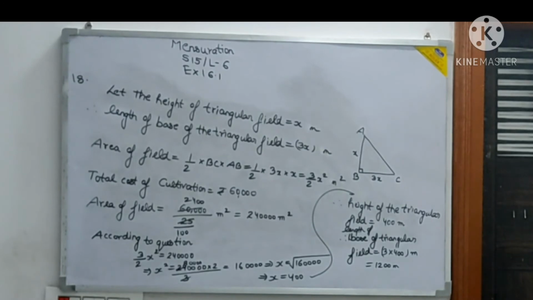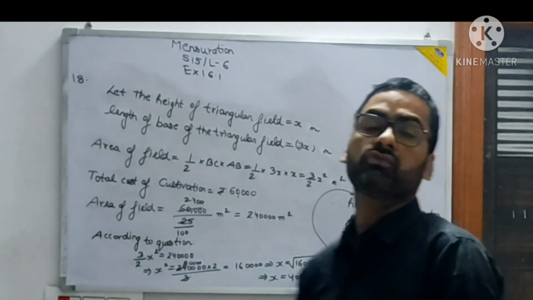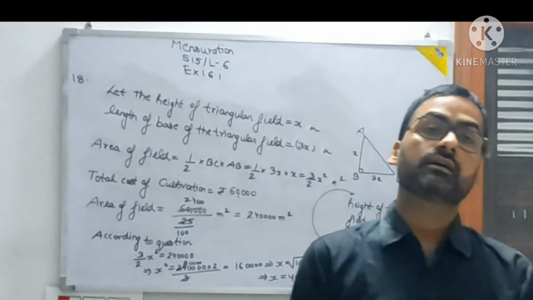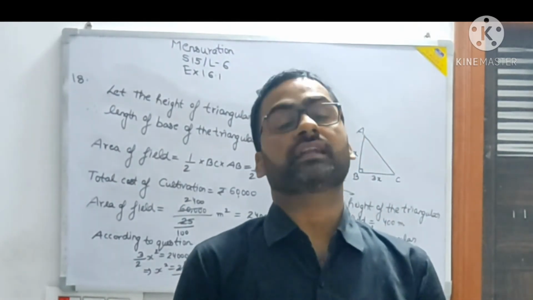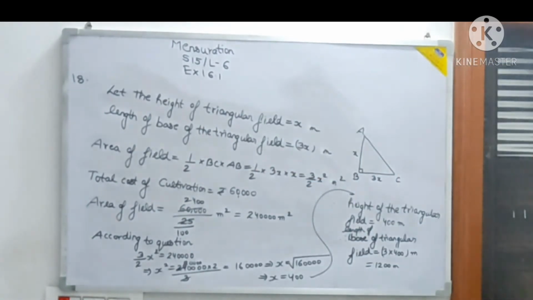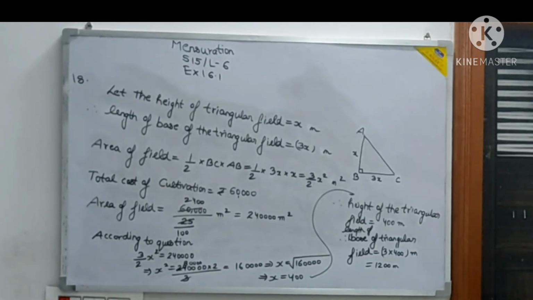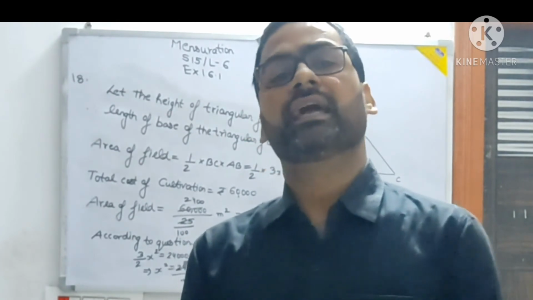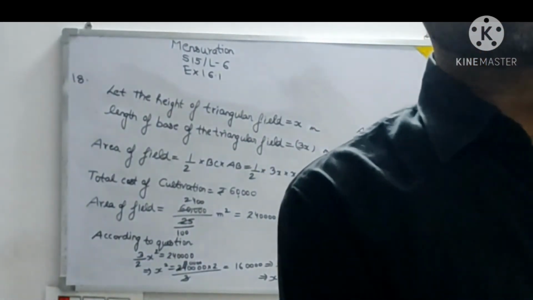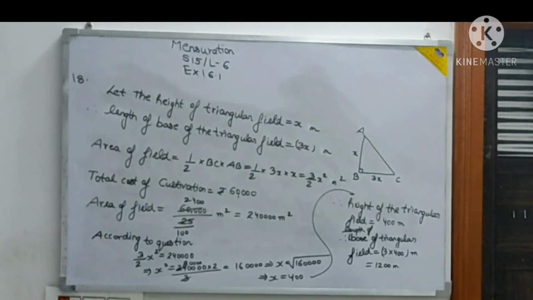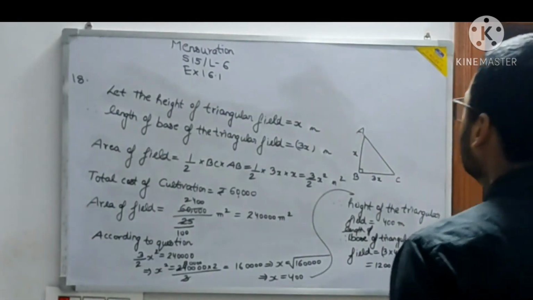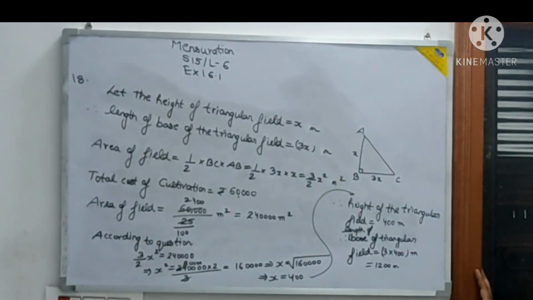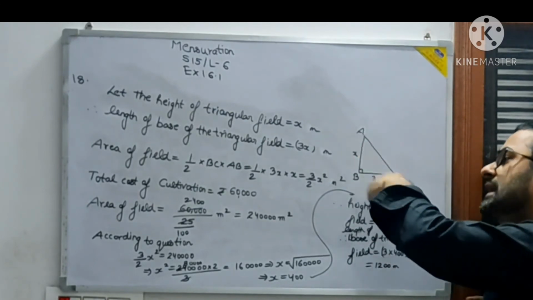See here in this question something is hidden. What? They have not told the field is in the form of a right angle triangle. Only they have given that the base of a triangular field is 3 times its height. So when only base and height are given, we have to assume that the triangle is right angled. So we will draw the triangle there.